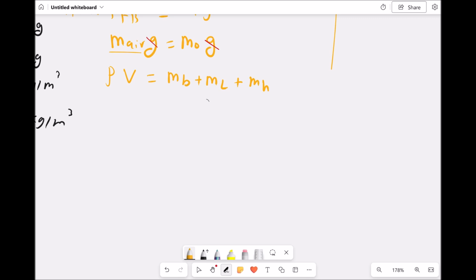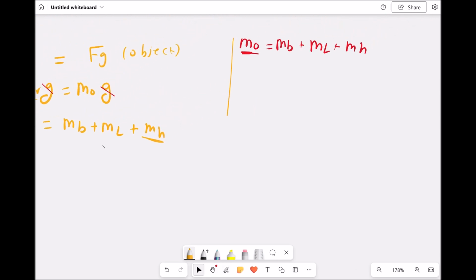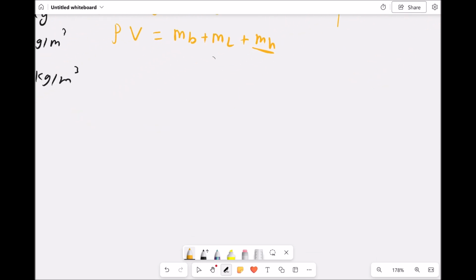Now guys, look, instead of writing mass of helium, can I write something else? You have the density of helium, which is equal to mass over volume. To find mass, we will say rho of helium multiplied by volume. So instead of writing this one, we can write what?